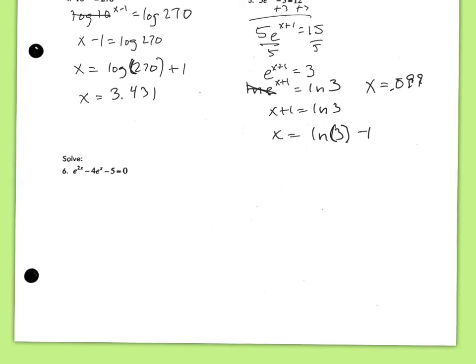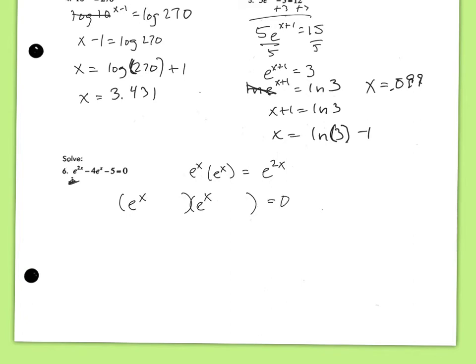Number 6 looks super tricky. We've got to remember e to the x times e to the x, you would just add the powers. So in order to split this up, e to the 2x is going to be e to the x times e to the x. It's just like looking at x squared.